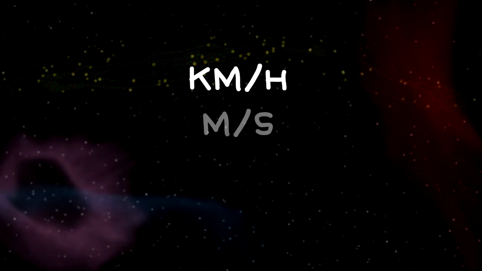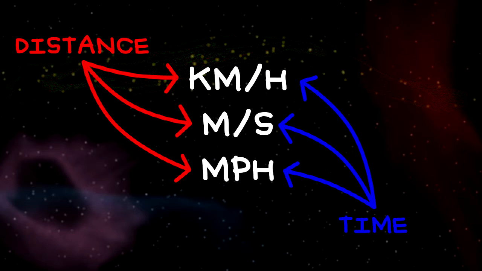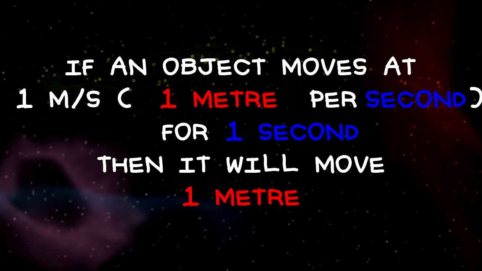What units do you use when you describe the speed of something? We use units like kilometers per hour, meters per second, or miles per hour. Notice the per in each of those. A kilometer is a distance, so is a meter or a mile. Hours and seconds are time. To define speed, we can just say that if something moves at this speed for this period of time, it will travel this far. For example, if an object moves at 1 meter per second for 1 second, it will travel 1 meter. All we're missing, then, is a unit of time.